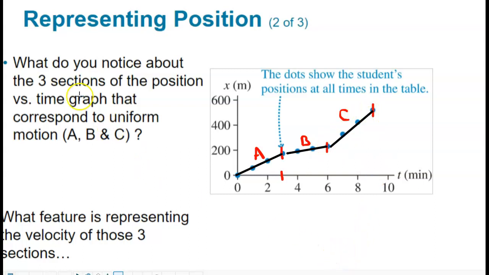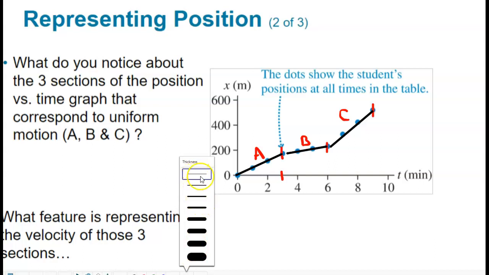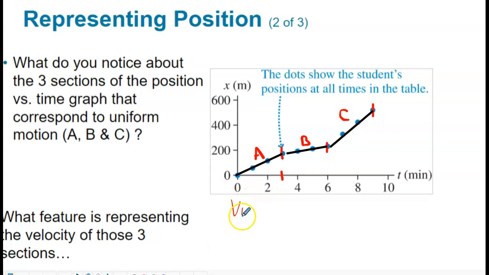So what do you notice about the three sections of the position versus time graph, and how does that correspond to the motion? So if you take a look at this, we said, again, the order was that the one with the largest velocity was C. So velocity, large, to small velocity.